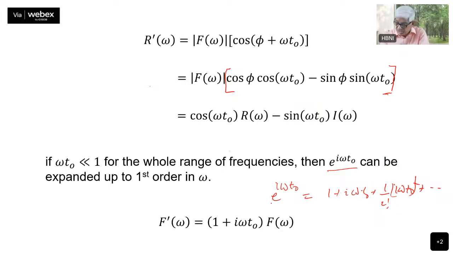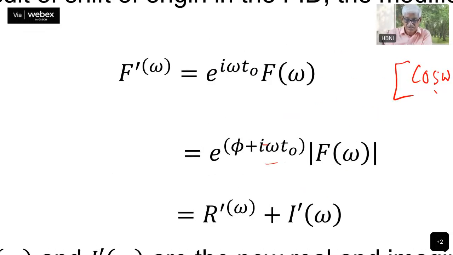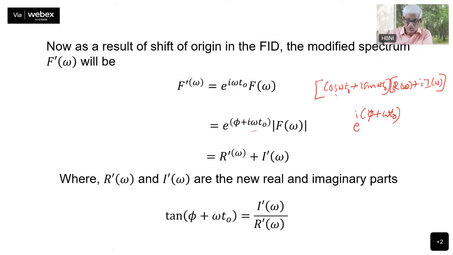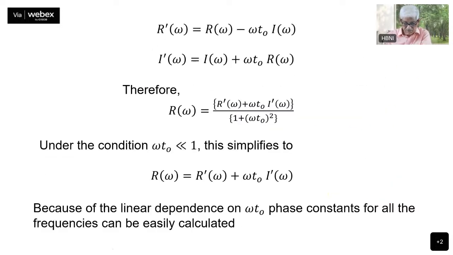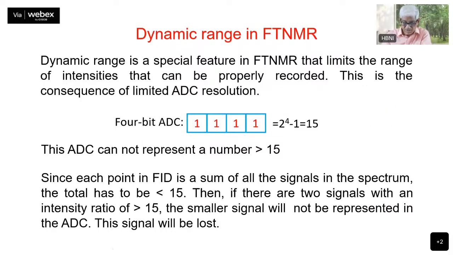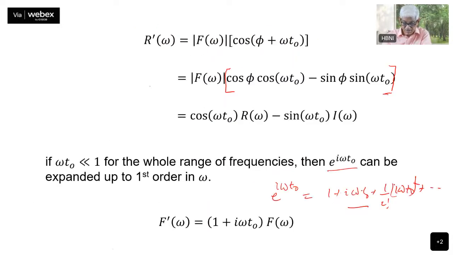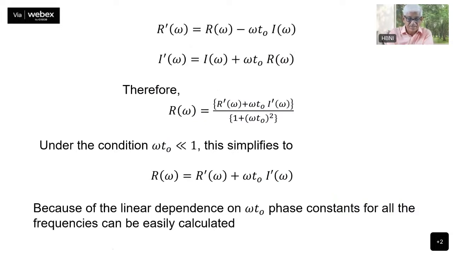Now, if omega t naught is very small, we ignore these higher orders and keep only the first order. So then we write F dash omega is simply equal to 1 plus i omega t naught into F of omega, and that is relating to this expansion here. Now, therefore, we have R dash omega is R omega minus omega t naught I omega, and I dash omega is I omega plus omega t naught R omega.